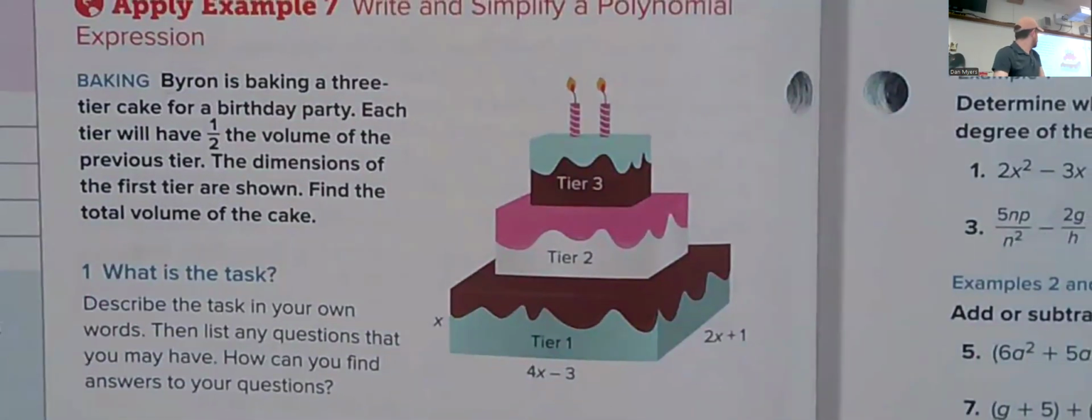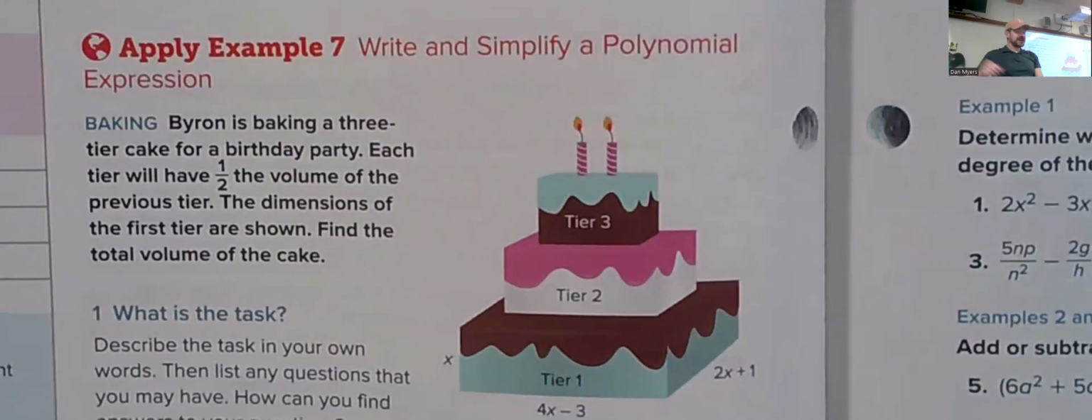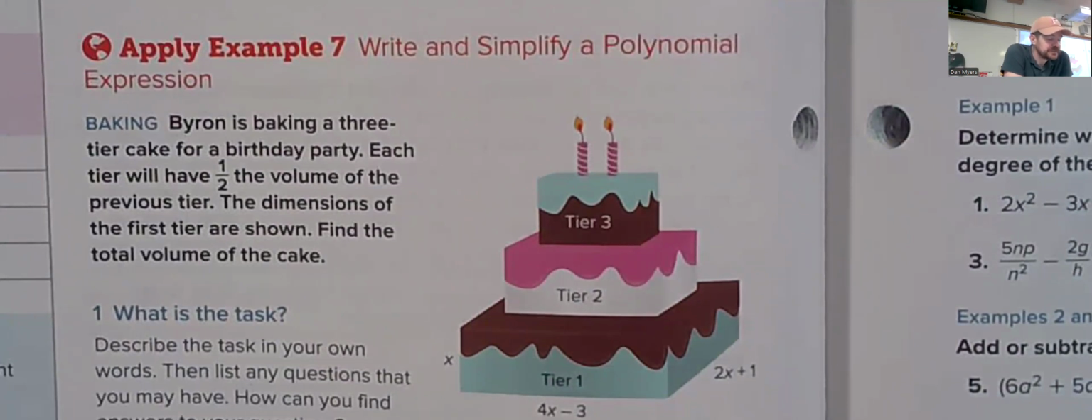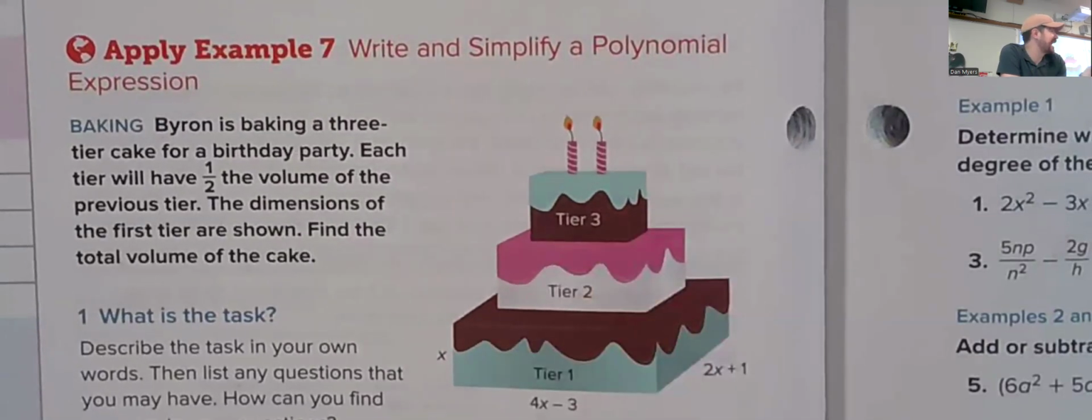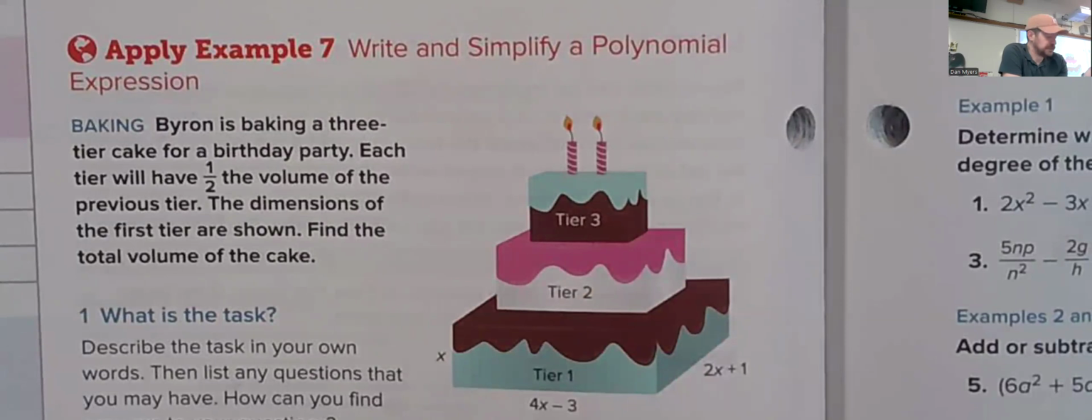That's a big cake. So, write and simplify a polynomial expression. Byron is baking a 3-tier cake for a birthday party. Each tier will have half the volume of the previous tier. The dimensions of the first tier are shown. Find the total volume of the cake. Aha. So, if we knew the volume of each of the tiers, what would we do with those volumes to figure out the total volume? You would add them together. Good. So if we knew the volume of the base, tier 1, and we knew the volume of tier 2 and we knew the volume of tier 3, we just have to add all 3 tiers together. Everybody cool with that? All right.